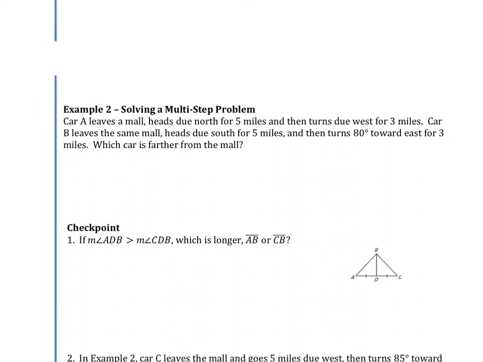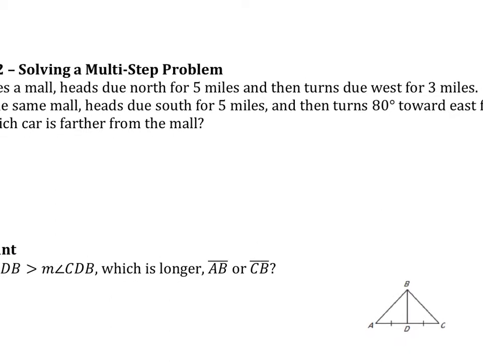Example 2, car A leaves a mall, heads due north for 5 miles, and then turns due west for 3 miles. Car B leaves the same mall and heads due south for 5 miles, and then turns 80 degrees towards east for 3 miles. Which car is further from the mall? I'm going to zoom in a little bit. Here's the mall. So car A goes north for 5 miles, and then turns due west for 3. So 5 north, 3 west. Okay, this is car A.